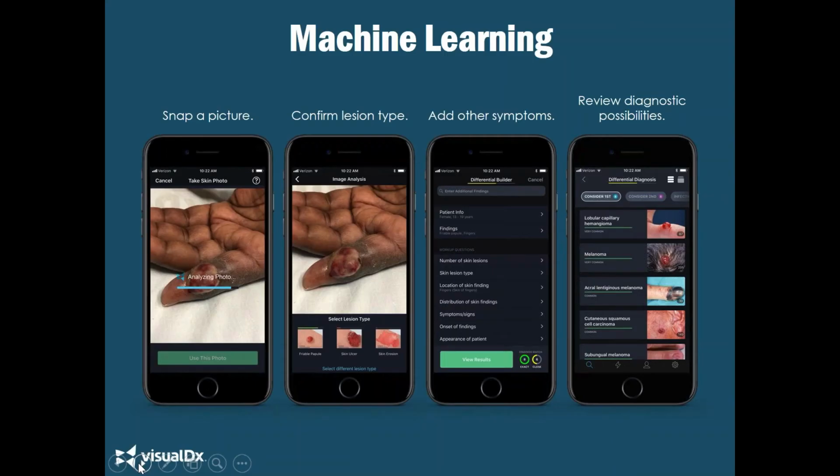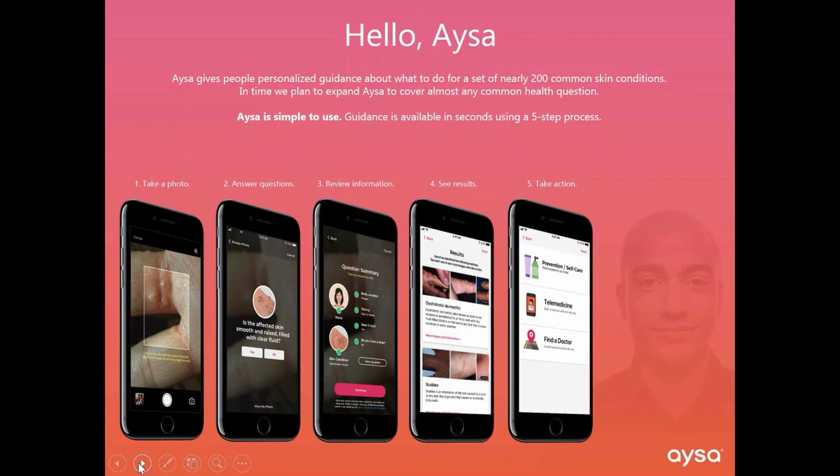This is a visual example of how DermExpert works on the phone. So first you just have a picture. It confirms the lesion type. You add any other symptoms or findings, and then you review the diagnostic possibilities from there. The next slide speaks to ASA, which works very similarly. You take a photo, you answer some questions, you review it, you see the results, and you decide what action you want to take. You find a doctor, you can partner up in a telemedicine program, or you can just be linked out to a local retail store to buy something topical to help yourself in the moment. So we just wanted to make sure you had some visual aids based on what I was sharing.